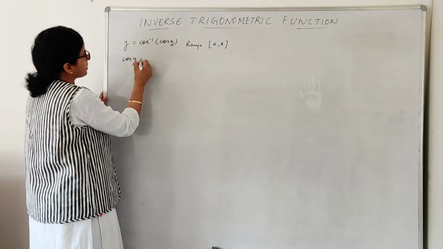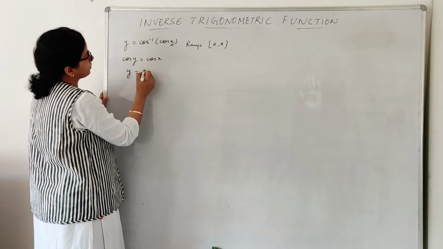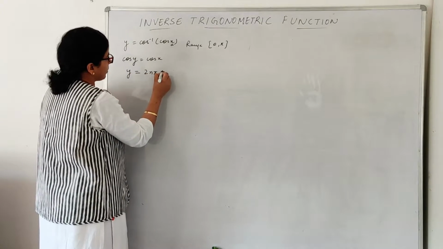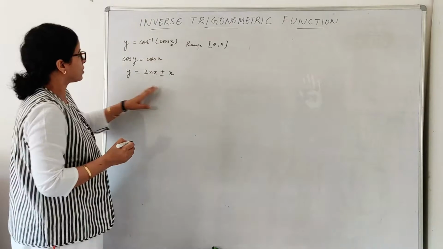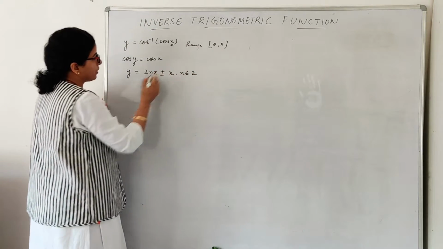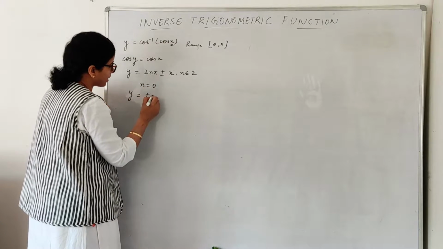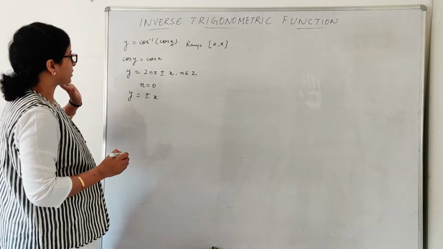So I can write cos y is equal to cos x. Y is equal to 2n pi plus minus x. So now if I give values to n, and n belongs to Z, now if I give values to x, so n is equal to 0, what am I getting? Y is equal to plus minus x. Now we'll try to draw the graph for this function.